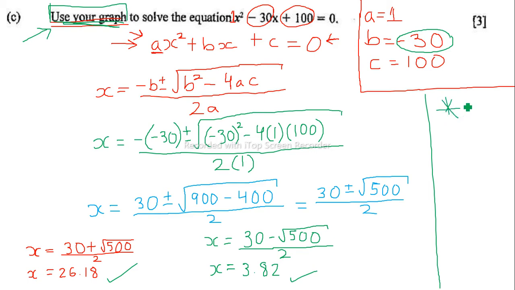Stick a pin in it. Mr. T, yes, sir. I get lost at 3.82. My calculator is giving me something else. Make sure I put 30 minus the square root. Right? Or you could do it piece by piece. Do 30 minus the square root of 500, get that answer, then divide it by 2. Understand?